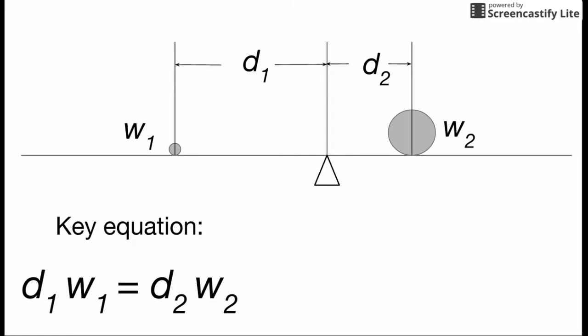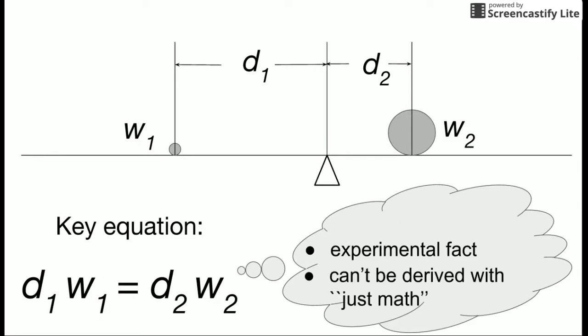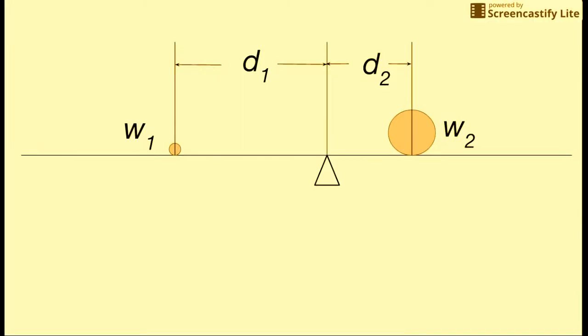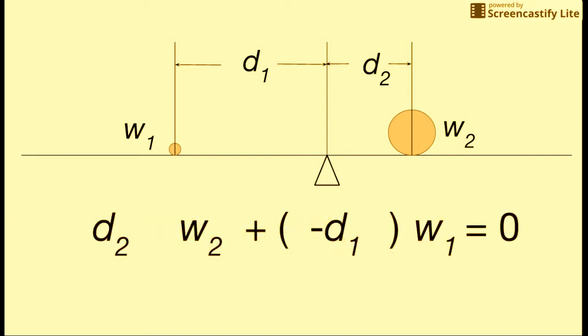Before we continue, two brief remarks. This equation is a purely experimental fact. We accept it because it agrees with the experimental evidence. It cannot be derived with just math. We now rewrite the key equation so as to have 0 on the right-hand side and the sum of the torques on the left-hand side. The counterclockwise torques enter the sum with a negative sign. We will follow this sign convention for the rest of the video.